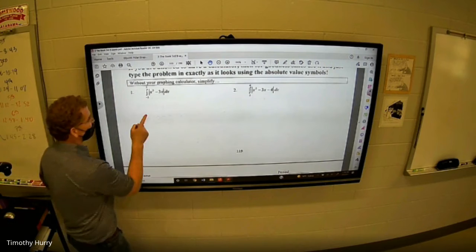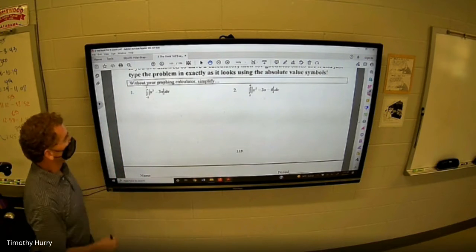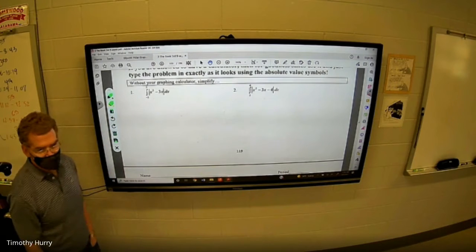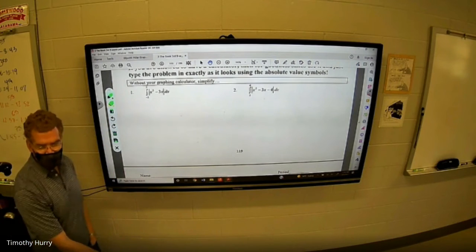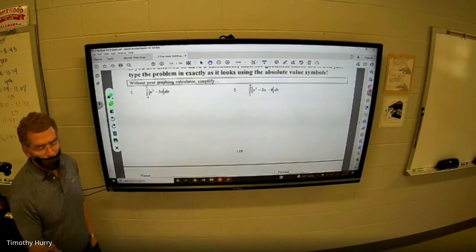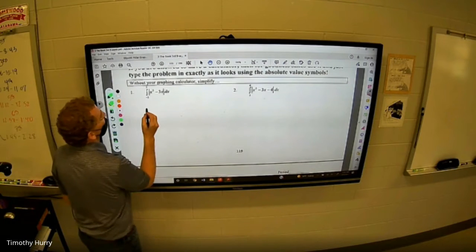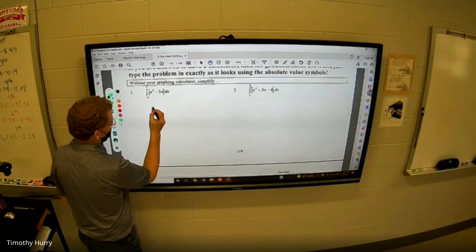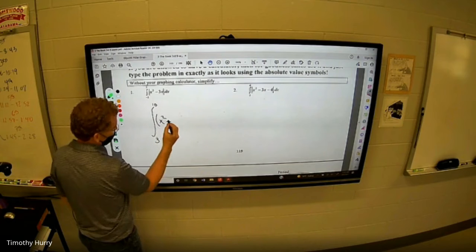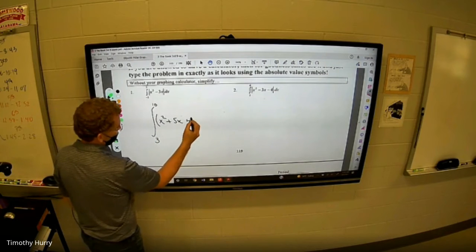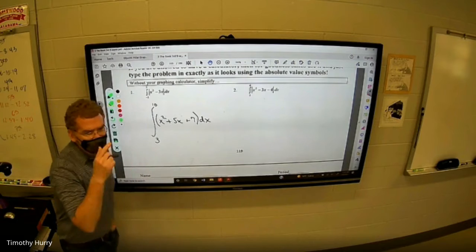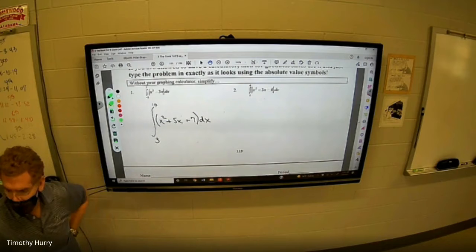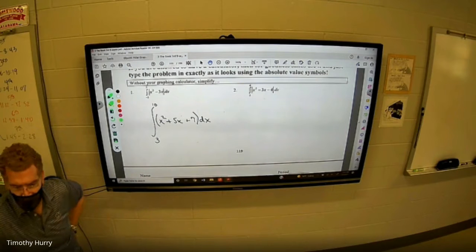So how would I set this up without a calculator? What do I need to know about this function if it crosses and gets below? Now, by the way, what if I saw this? What if I was going from 3 to 10 and I had x squared plus 5x plus 7? Do I need to bother checking to see if this thing crosses the x-axis? Tell me why or why not.